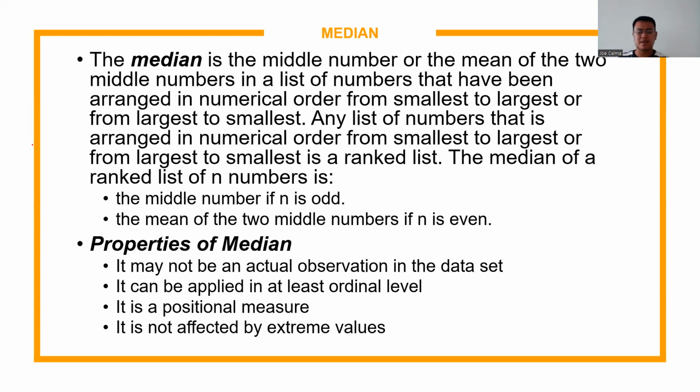Kapag naman even number yung ating mga data, ang gagawin ay kukunin yung dalawang pinakagitna, then kukunin yung mean ng dalawa. So idadagdag mo yung dalawa, then divide by 2. Okay? So ganun yung pagkuha kay median. And the following are the different properties of the median. Number one, same with the mean, it may not be an actual observation in the data set.